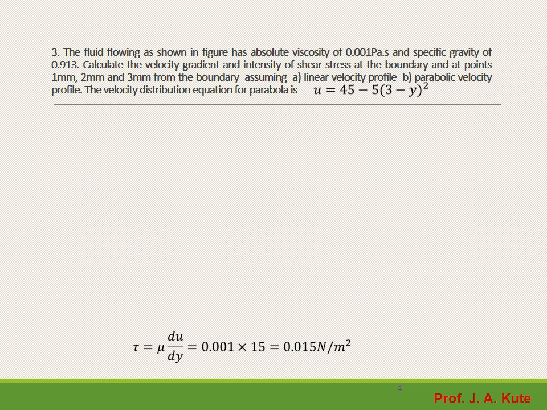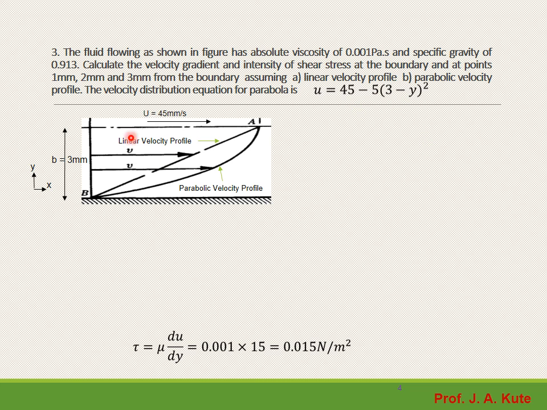Now coming to the third numerical, that is on viscosity. A fluid flowing as shown in the figure has an absolute viscosity of 0.001 Pascal second and specific gravity of 0.913. Calculate the velocity gradient and intensity of shear stress at the boundary and at points 1 millimeter, 2 millimeter and 3 millimeter from the boundary, assuming the velocity profile as linear and as parabolic. The velocity distribution equation for the parabola is given. It is u is equal to 45 minus 5 in bracket 3 minus y bracket square.